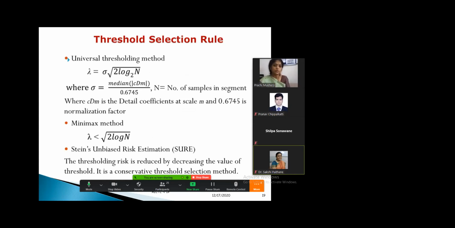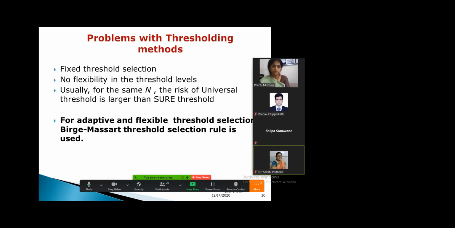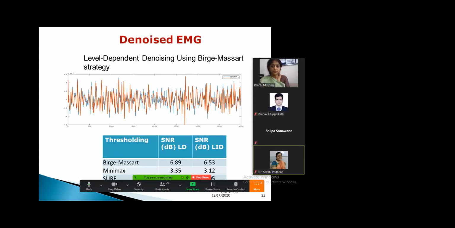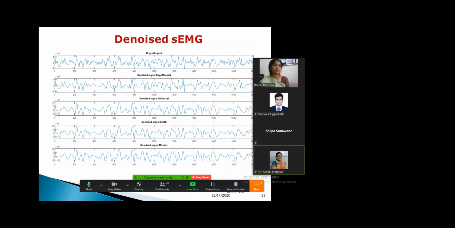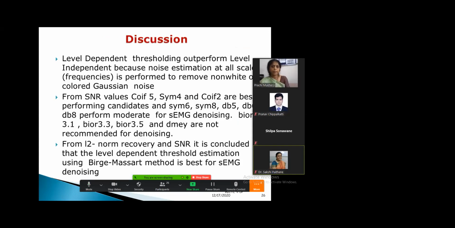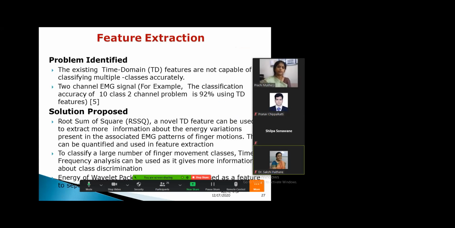A lot of research work we have done on the threshold selection rule. So I'll go into this bit quickly. The Birge-Massart algorithm that we have used, which is also built into MATLAB and can be easily used, worked best for us. So once we selected the pre-processing and this task and got our denoised EMG, with level dependent signal thresholding, we went for feature extraction.